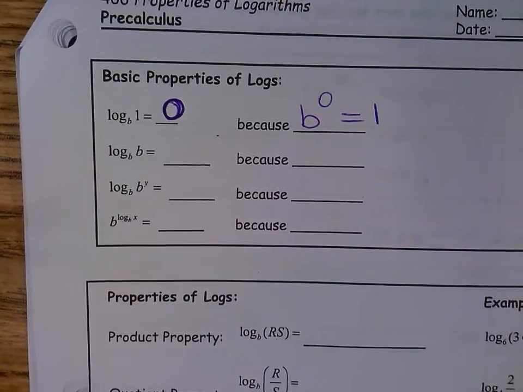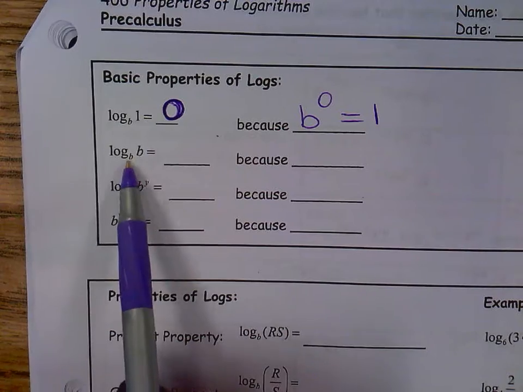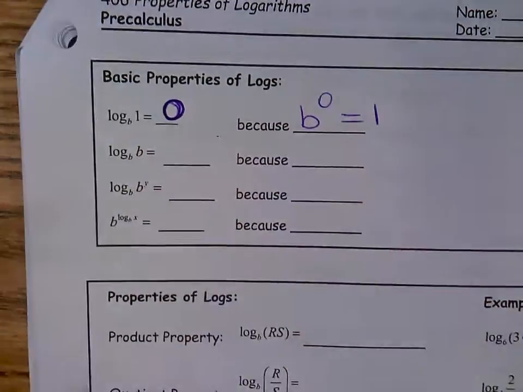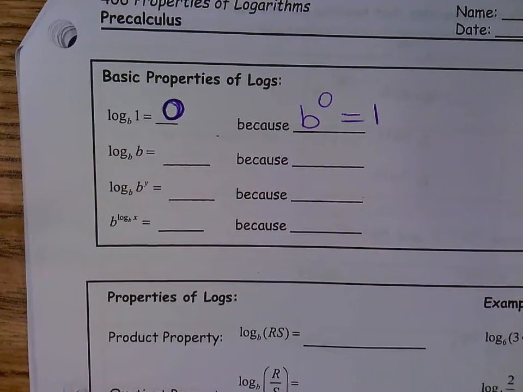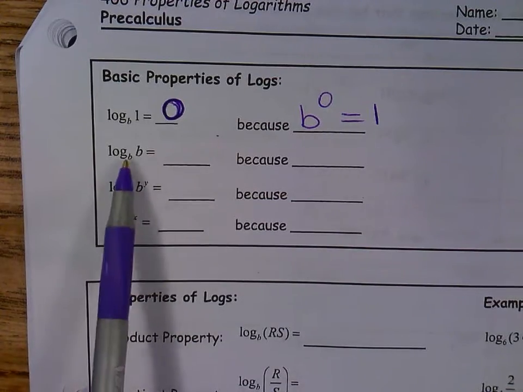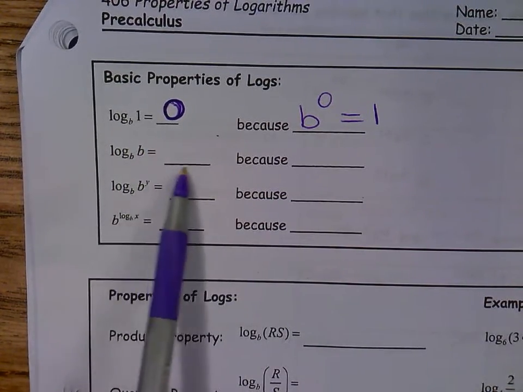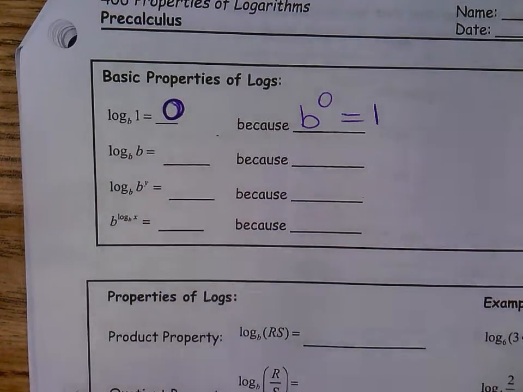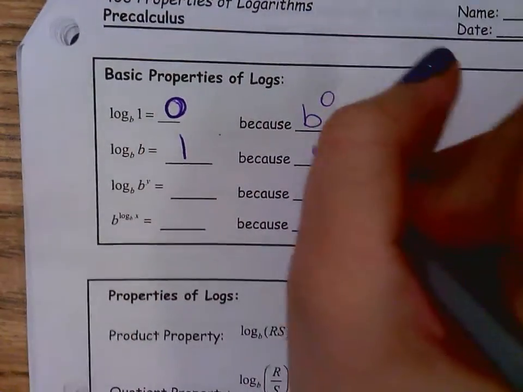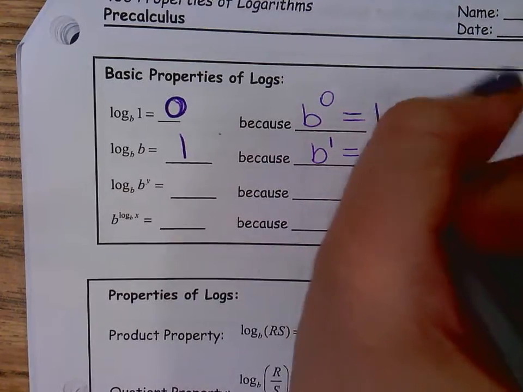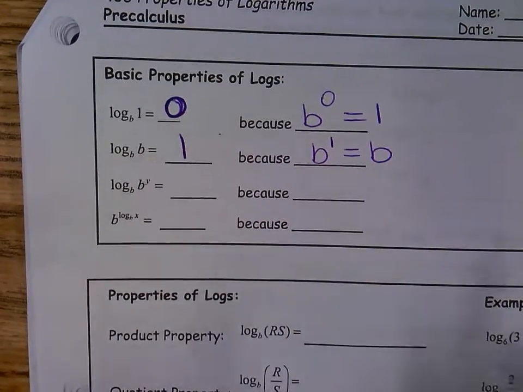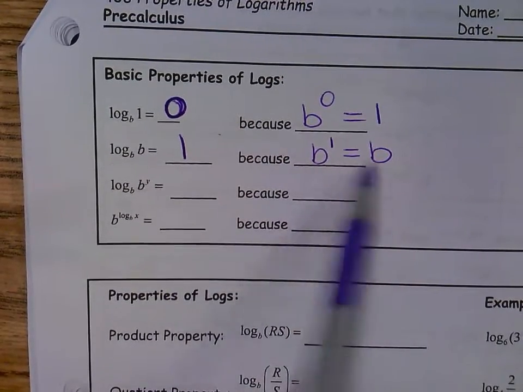The second one: if the base matches the number inside, the answer will always be what? So if the base matches the number inside the log, what do we know the answer to this always will be? 1. Because base raised to the first power gives you back the base, right? I'm just changing it into exponential form to kind of prove it.